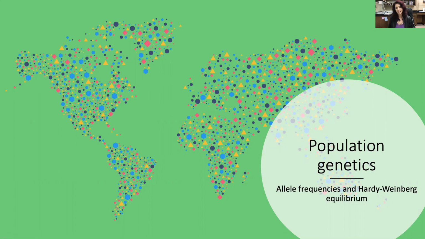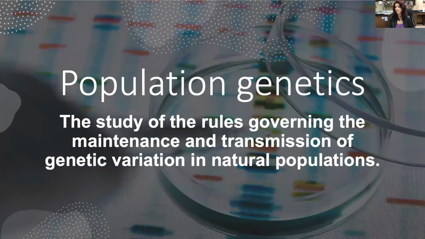Today we're going to discuss population genetics and allele frequencies and how they interact with equilibrium in populations that we can calculate through something called Hardy-Weinberg equilibrium. So first of all, what is population genetics? Population genetics is simply the study of the rules governing the maintenance and transmission of genetic variation in natural populations.